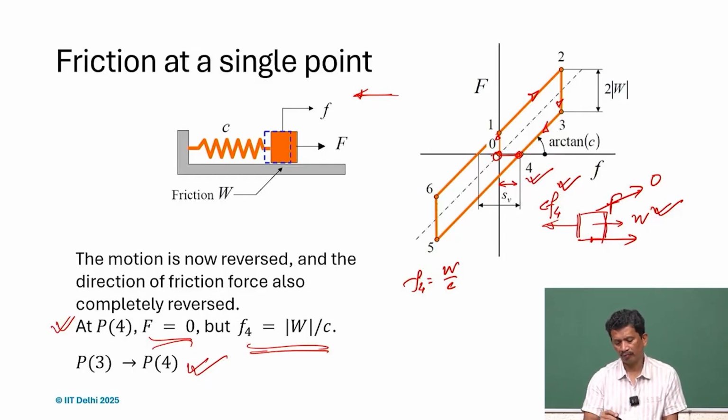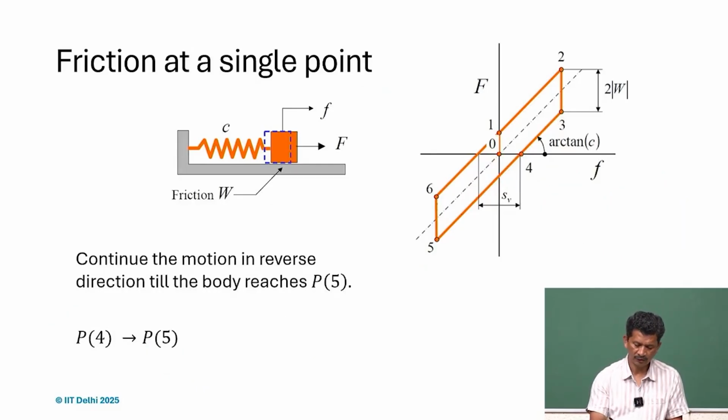So when we started from 0, then we went up, and then 2, 3, and then although force is 0, there is still some deflection, which is F4. So that is from position 3 to position 4. As we continue further, we can keep moving and we can reach 5 similarly. And again from position 5, we want to come back.